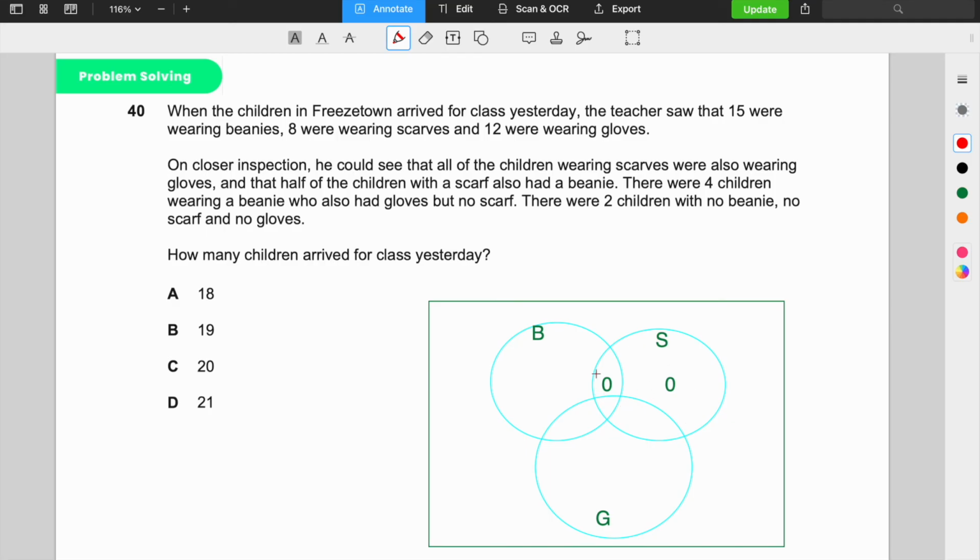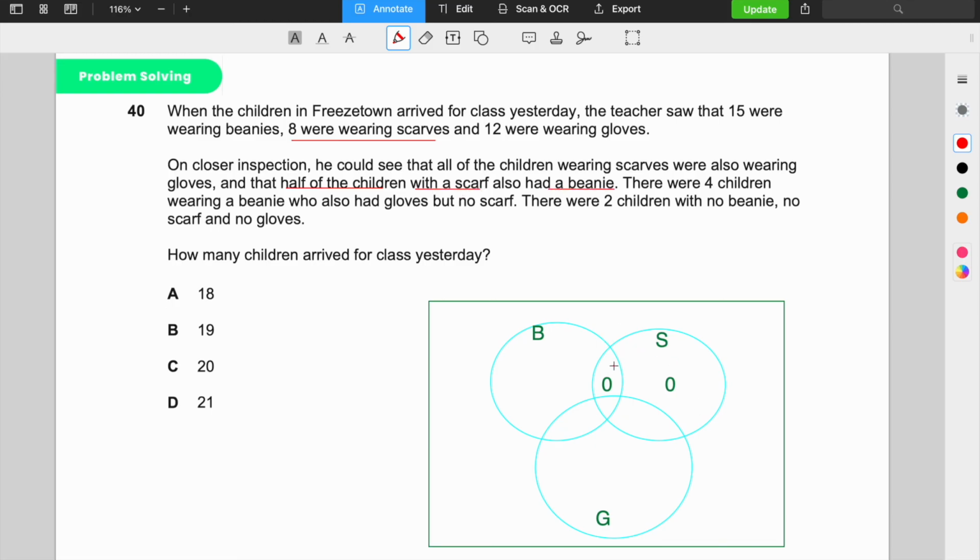So if you're wearing scarves, you're definitely wearing gloves, right? All of the children wearing scarves were wearing gloves, so there's no region in scarves which doesn't overlap with gloves. Half of the children with a scarf also had a beanie. So how many children had scarves? 8. So half of 8 is 4. So 4 children with a scarf had a beanie.